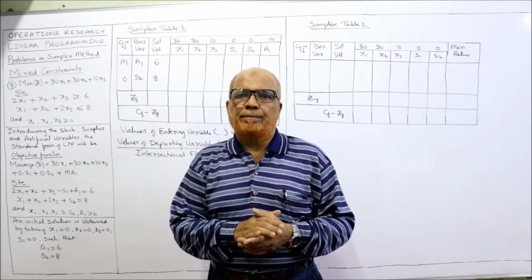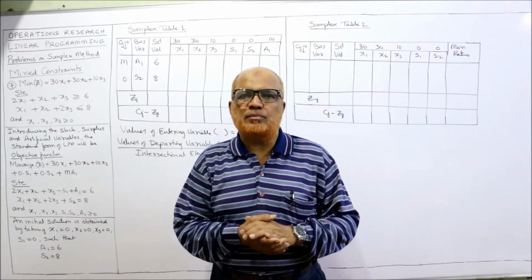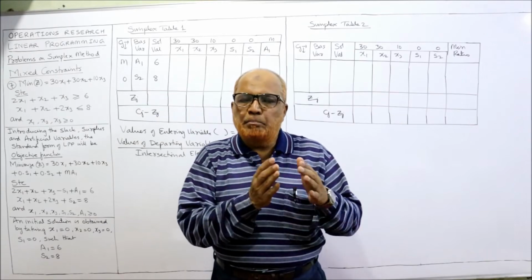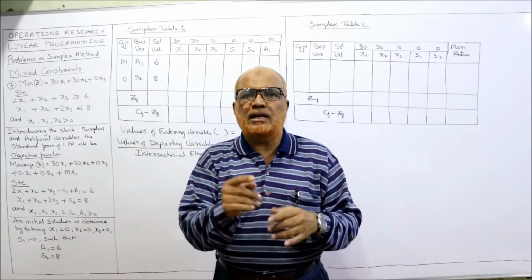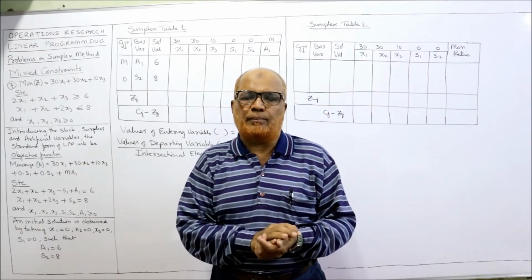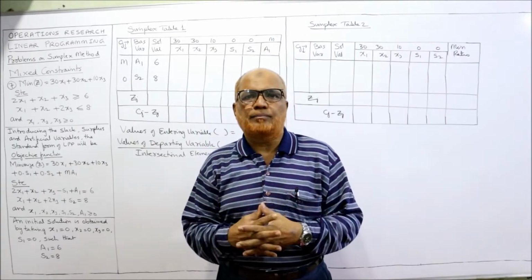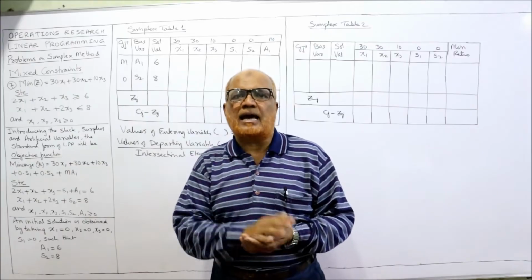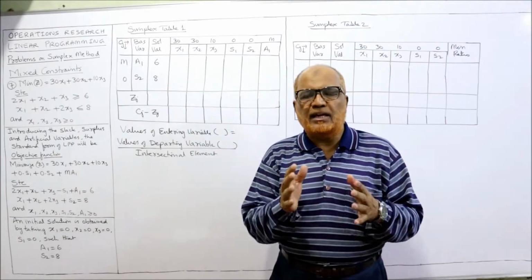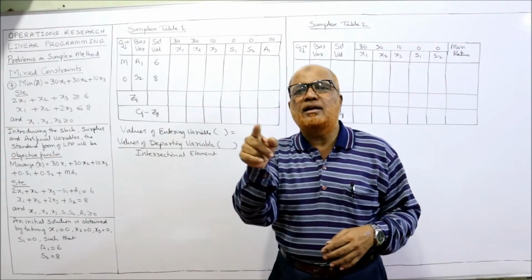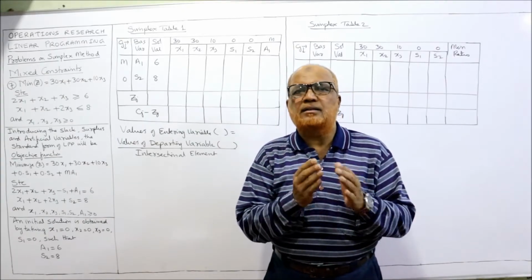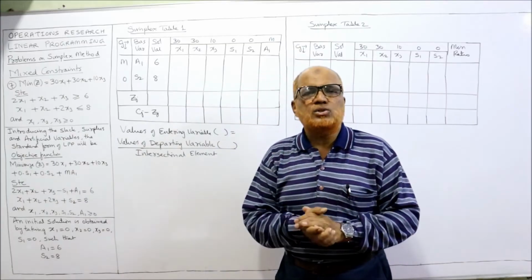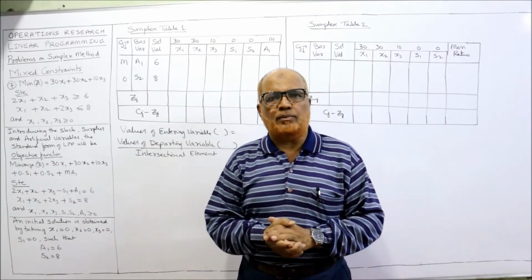So if you remember, in maximization type of problems, we have seen all the inequalities are less than equal to type. Whereas in minimization type problems, all the inequalities are greater than equal to type. But here we have mixed. So whenever we have less than equal to type, we add the slack variable. When the inequalities are greater than equal to, we subtract the surplus variable and add the artificial variable. These are the things we have already done in the previous problems.